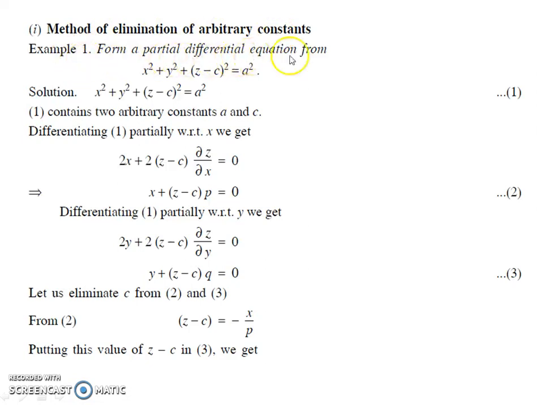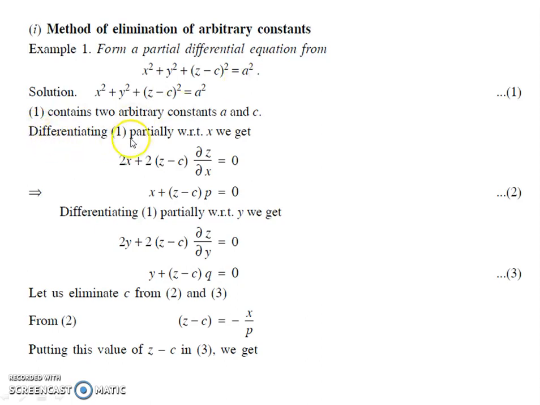Form a partial differential equation from this: x² + y² + (z − c)² = a². So you can see that there are two arbitrary constants, one is c and another is a. Here you have to eliminate these two arbitrary constants by partial differentiation, and once you eliminate the two arbitrary constants, the resulting equation you get will be a partial differential equation.